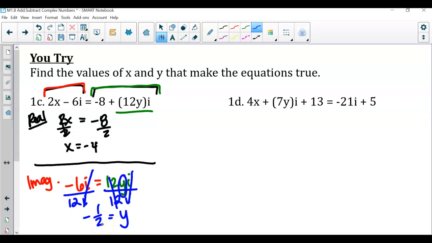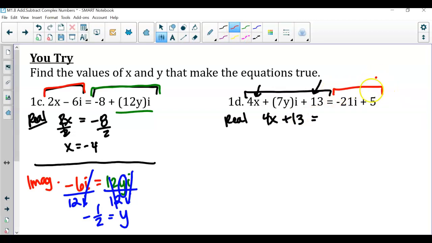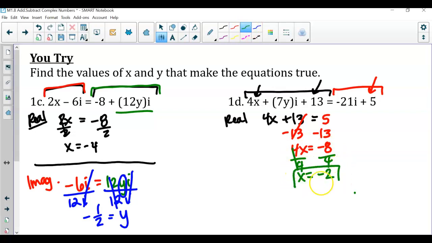Now let's go to D. So same thing again. Let's focus on the real part. So on the left side of our equation, we have 4x, but also plus 13. So 4x plus 13 is equal to, on the right side here, we have positive 5. Now we can solve our two-step. Subtract 13 from both sides. You have 4x is equal to negative 8. Then now divide both sides by 4, and you have x is equal to negative 2.